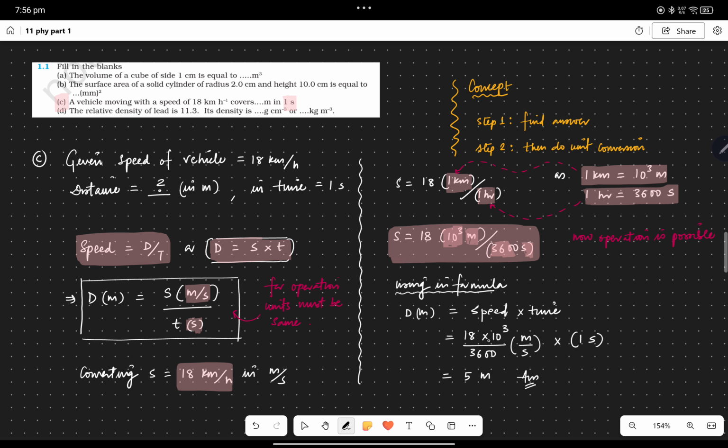And this value that you got, you have to put here in meter per second, and the time is also given in seconds. Then you will find the distance in meters, right? So this is very simple.